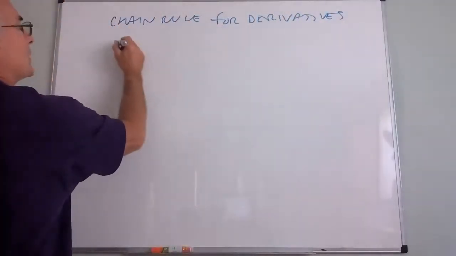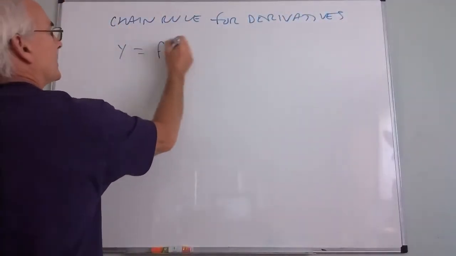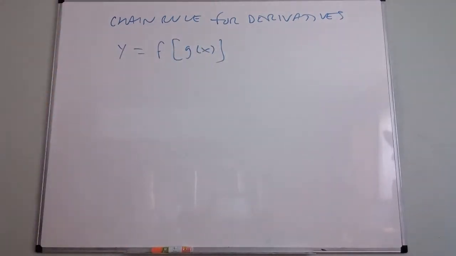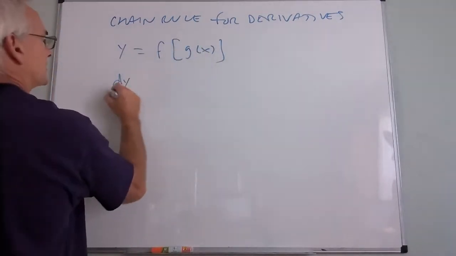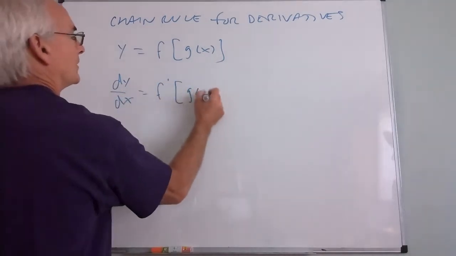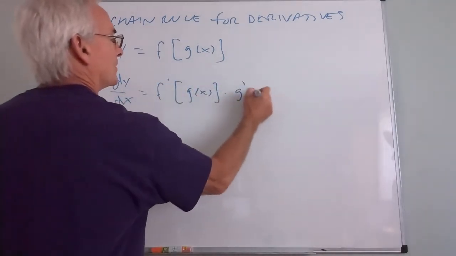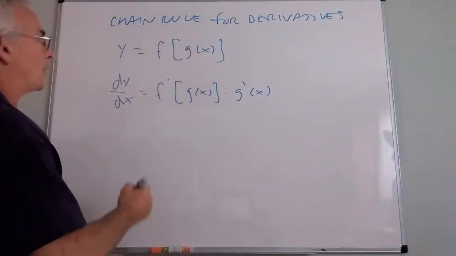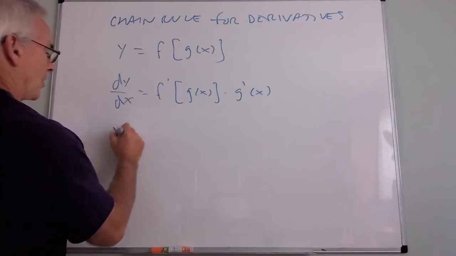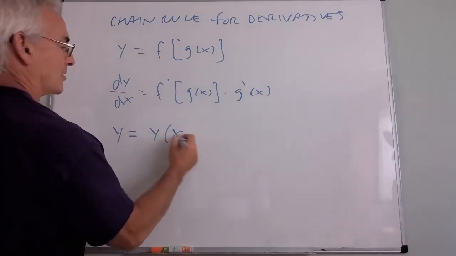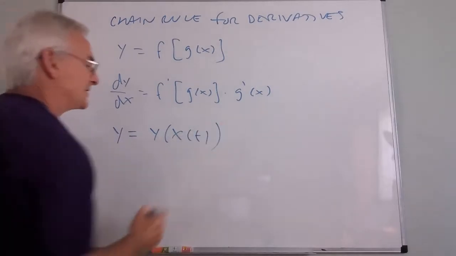So if I have something of the form y equals f of g of x, and then we wanted dy dx, we know that's f prime of g of x times g prime of x, and the g prime of x is the chain rule. I'm using function form. But what if I have something that looks like this? y is a function of x, which is a function of t.